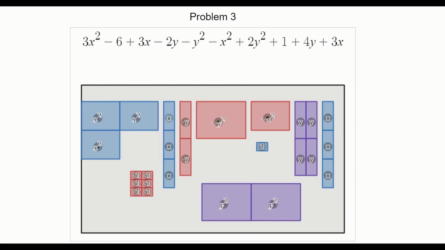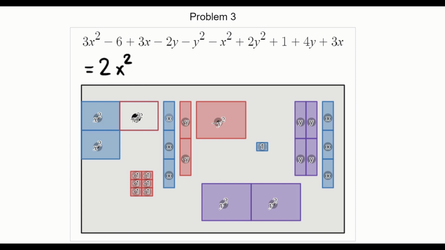Problem 3. Let's go and start out with our x squares. We have 3x squared here and a minus x squared here. So what's 3x squared plus a negative x squared? We know that opposites are going to cancel out. So we're left with 2x squared.